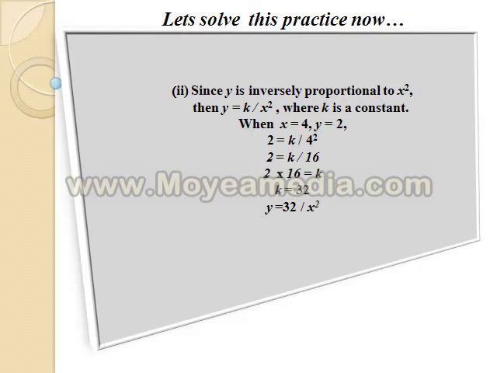So in the next step, I took that 16 from the right side to the left, and it will be multiplied on the left side, and k is equal to 32. And now we got the relationship, which is y is equal to 32 over x squared. What I did here is I replaced the value of k, 32, in the actual relationship. So now we have the complete equation.